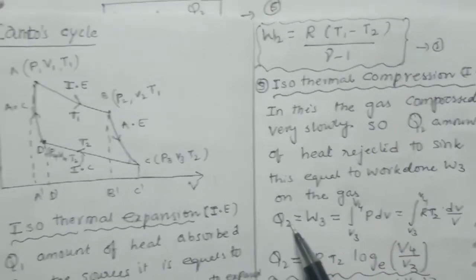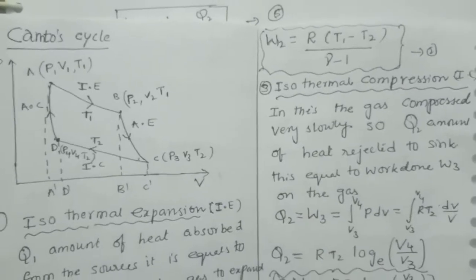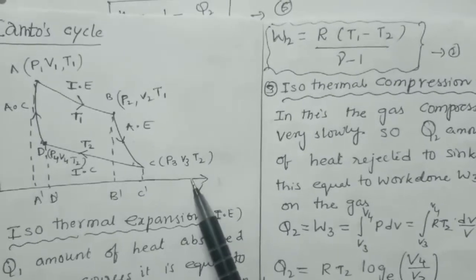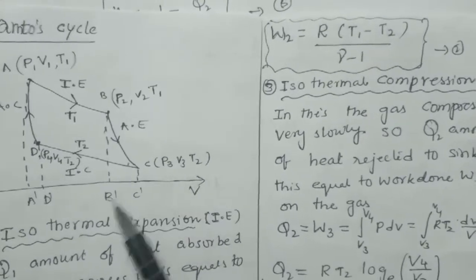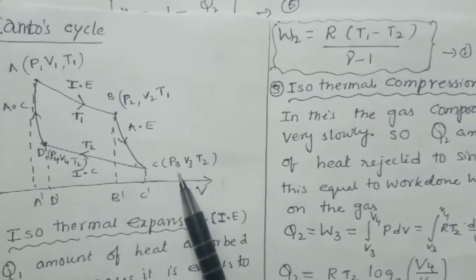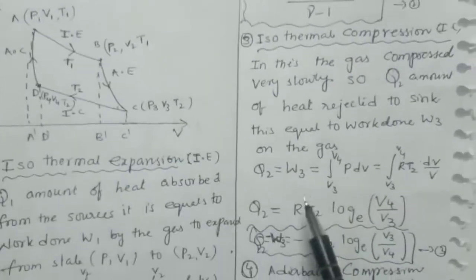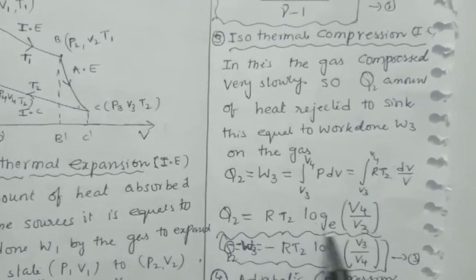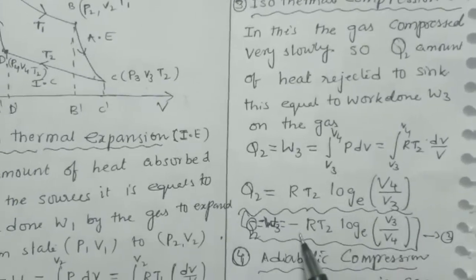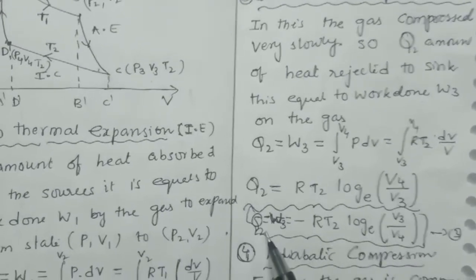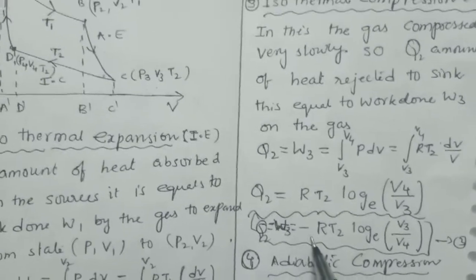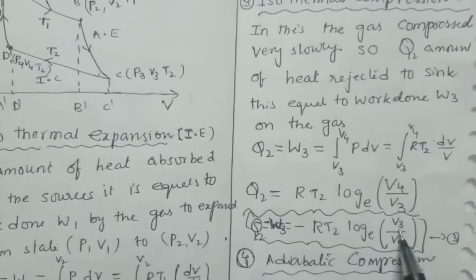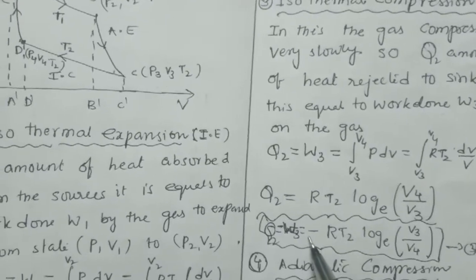See here, volume. What happened when we are compressing the gas? Volume decreases from V3 to V4, and pressure increases from P3 to P4. Then we get this equation: Q2 is equal to RT2 log base e V4 by V3. You remember this equation only, no problem at all. So Q2 is equal to W3 equals minus RT2 log base e V3 by V4. Here, we take the reciprocal of this volume ratio, so we put a minus here.